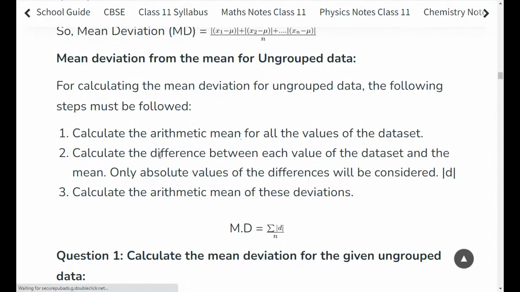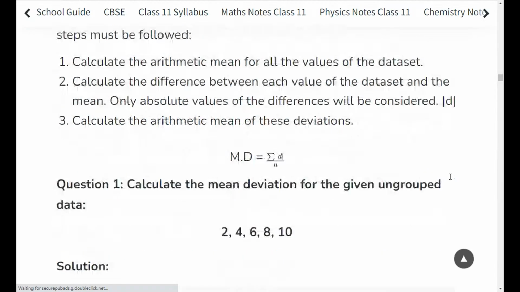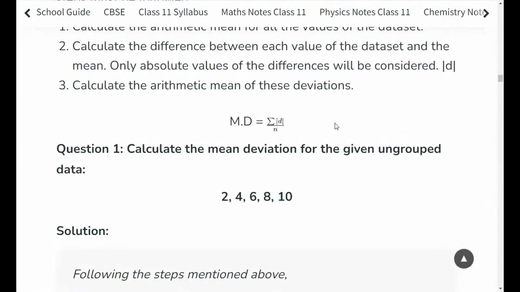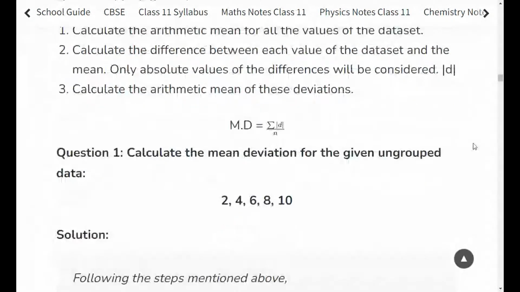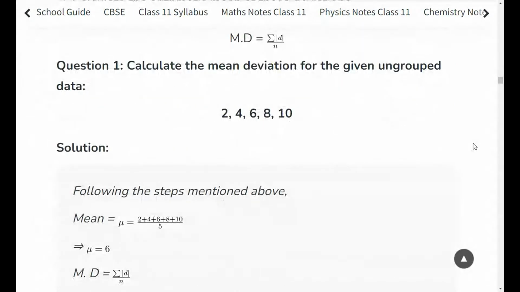Calculate the difference between each value of the data set and the mean. Only absolute values of the difference will be taken. For that, you need to have the mean deviation equal to d divided by n. That is, the differences will be summed here, and we are dividing it by n here. If you take an example, you'll understand.